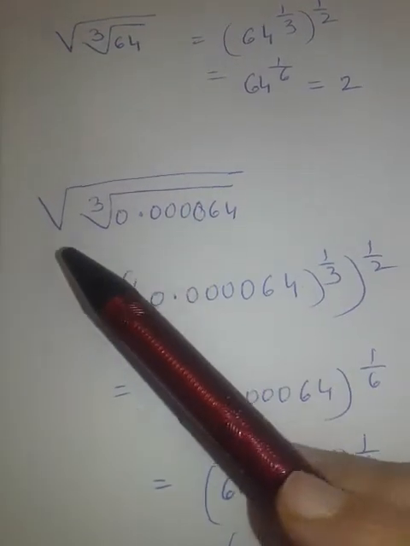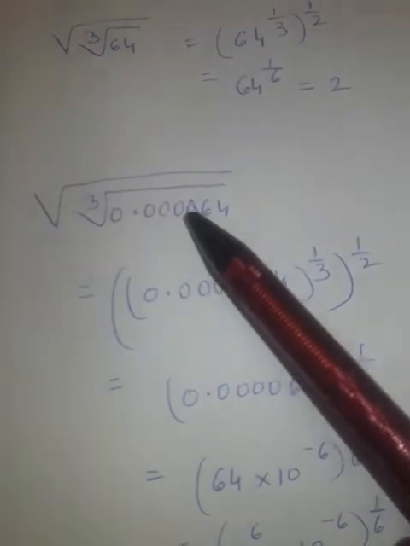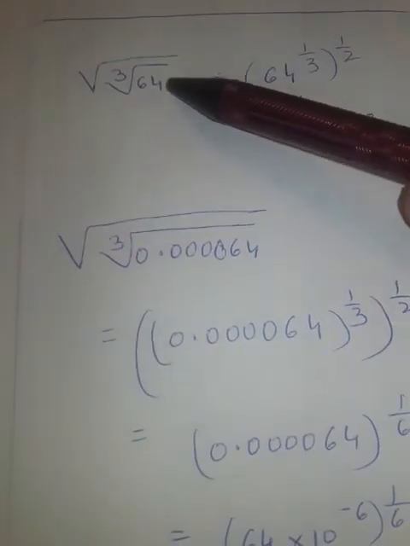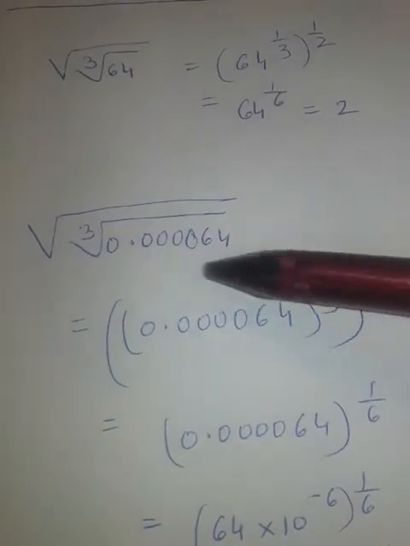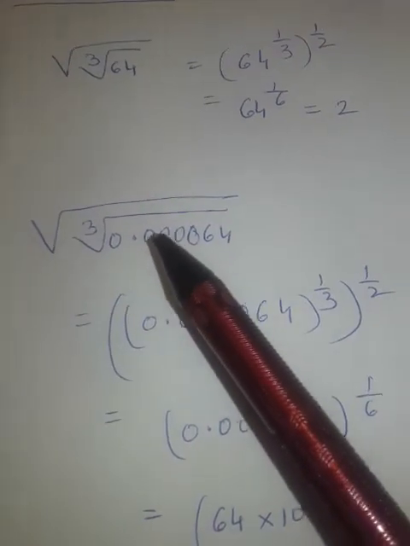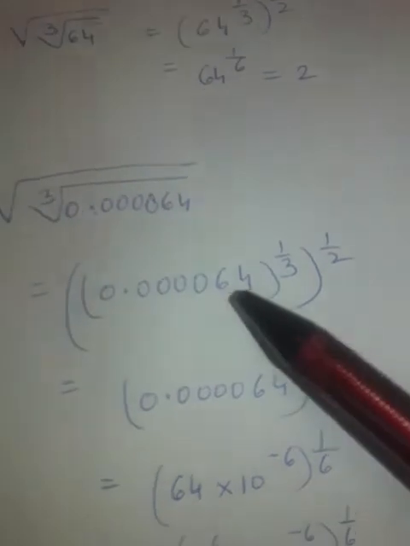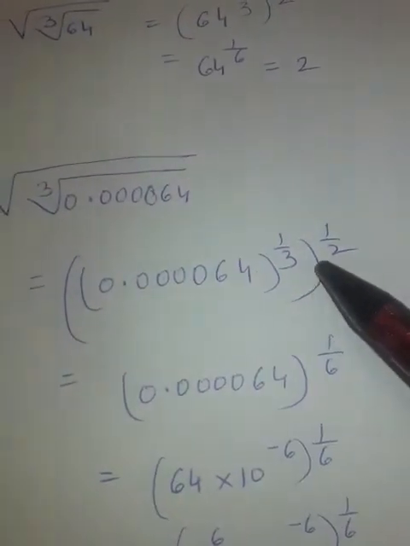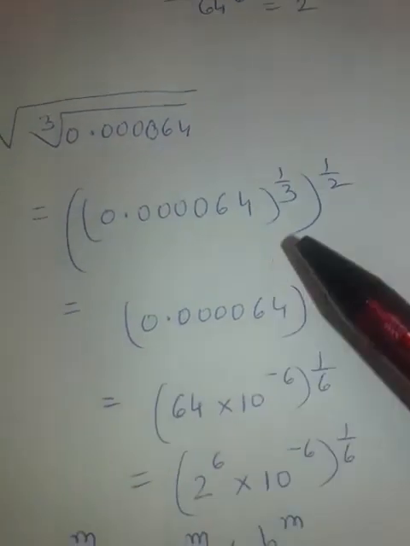Next example, square root of cube root of 0.00064. Now instead of 64, I have given you this number. How do we convert it in index form? Let us see that. First, cube root, so 1 by 3, square root, so 1 by 2. So this number raised to 1 by 6. We take product of 1 by 3 and 1 by 2.